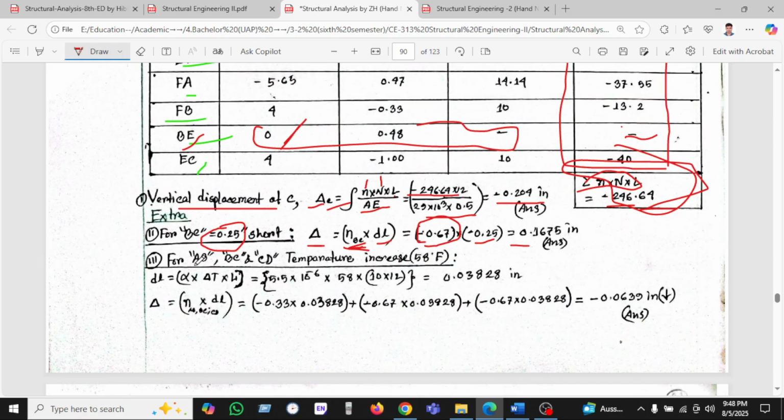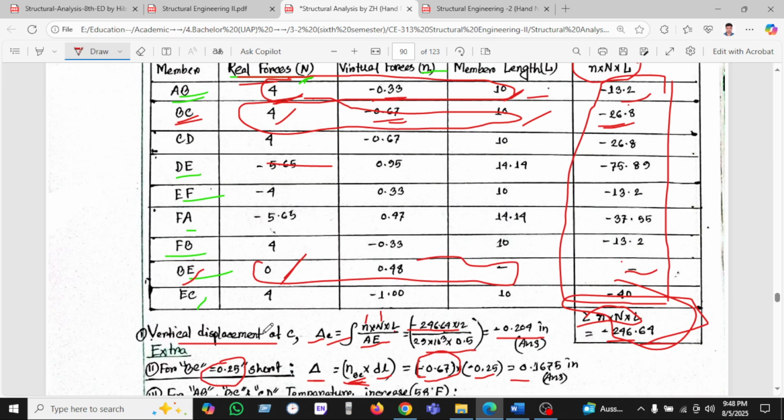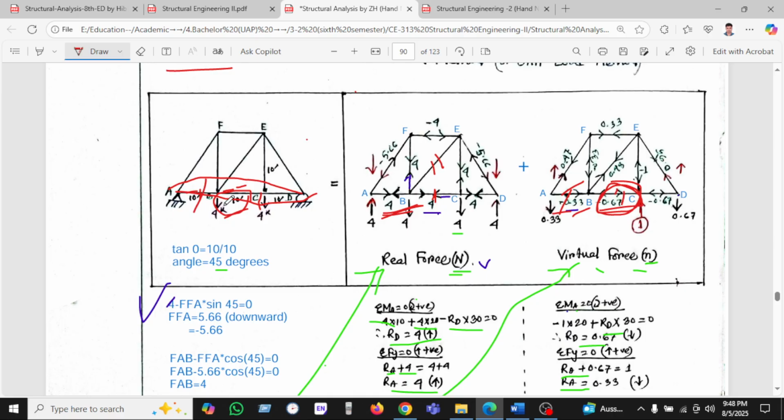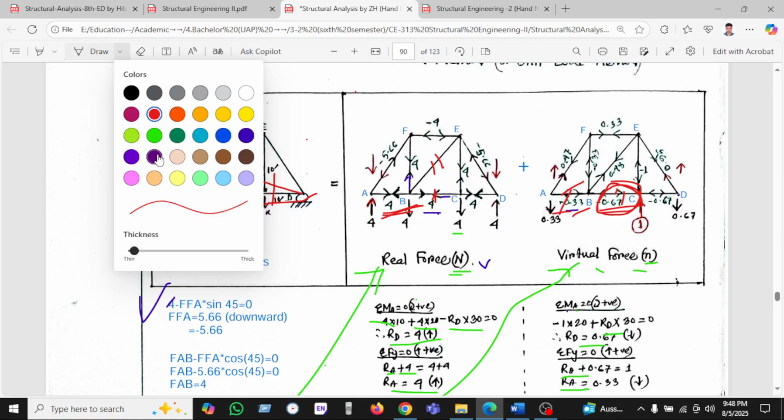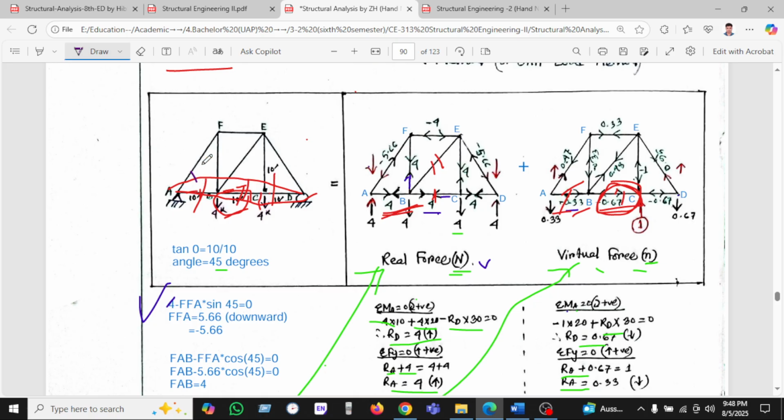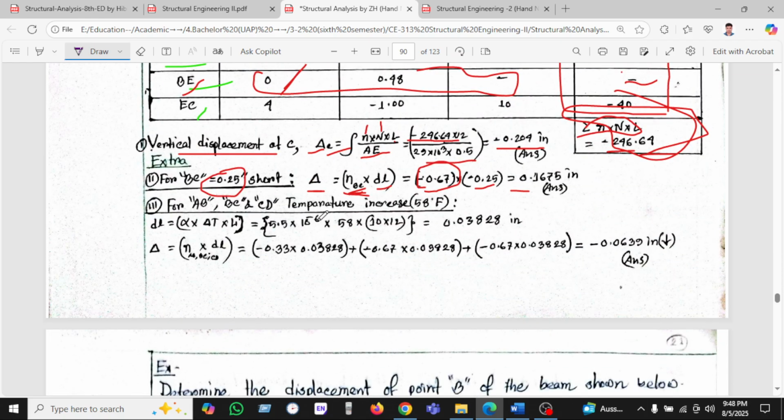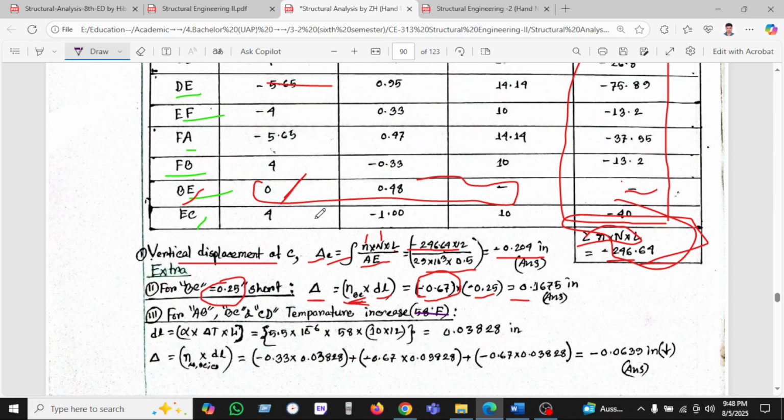Okay, another question: if AB, BC, and CD have a temperature increase of 58 degrees Fahrenheit. I'm just changing color for your convenience. This member is AB, this member is BC, and this member is CD. If the temperature increases by 58 degrees, what will happen to the deflection?